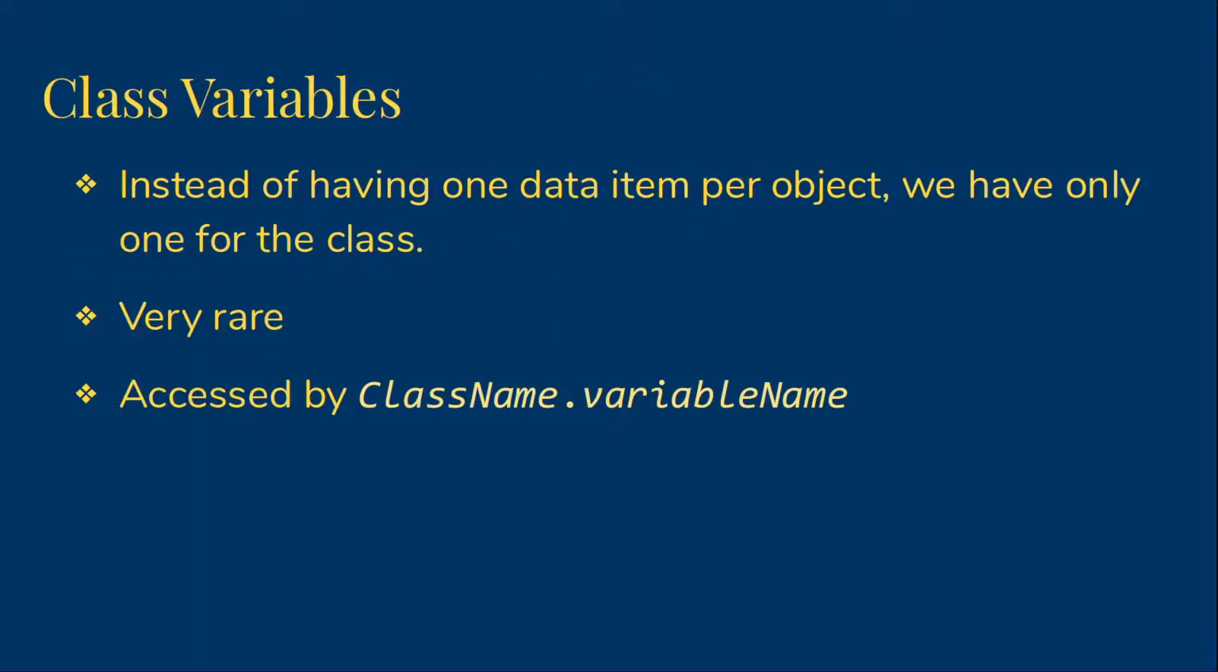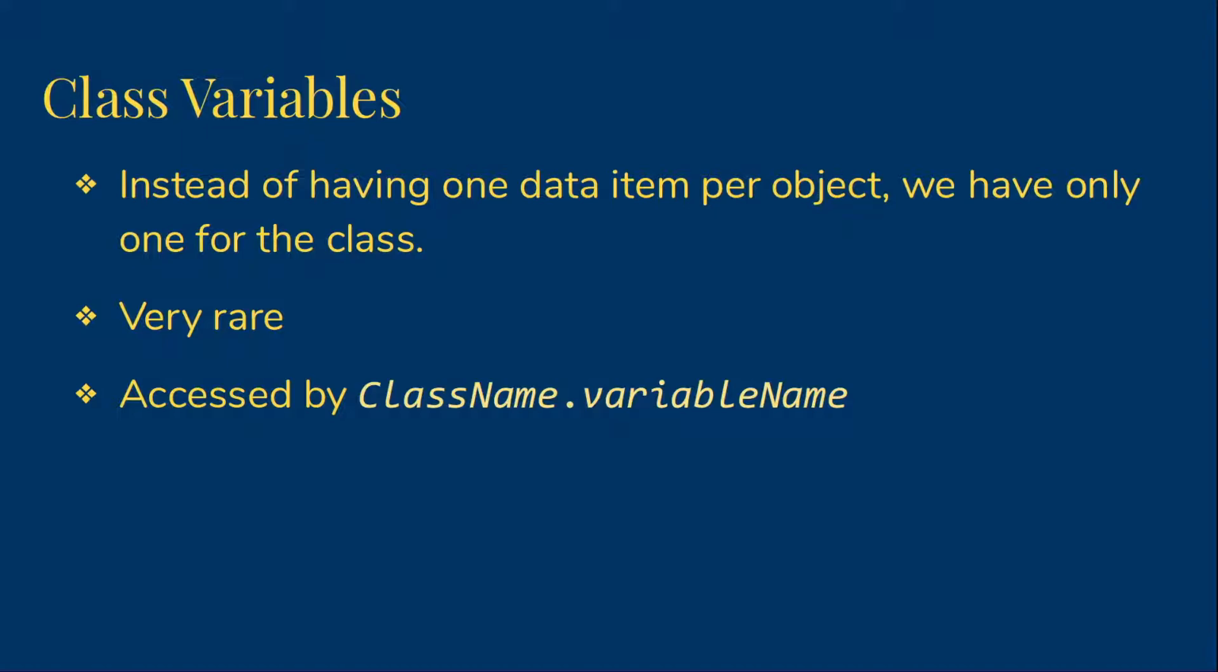Let's talk first about class variables. Most of the data we define in a class has one copy per object. So our savings account objects each have their own balance. A student would probably define a name, and each different student object would have its own name. But on rare occasions, it's helpful to have a variable that belongs to the class. This means there will be just one copy of that data item.